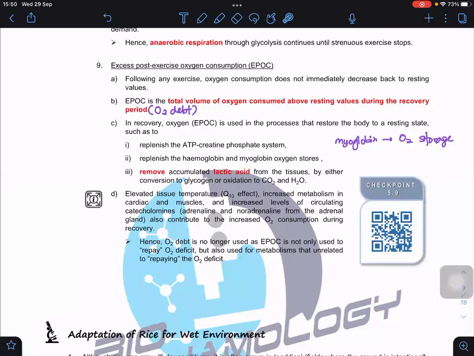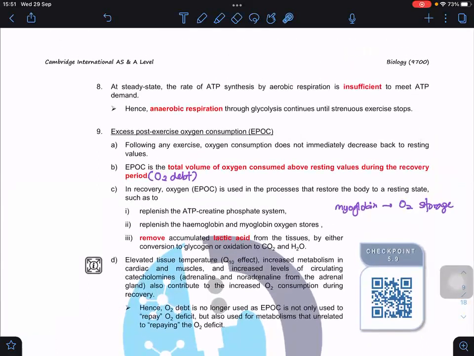But our syllabus still follows the old term. That's why I put this symbol, which means you do not need to know about this. This is extra information for you. But if you write this in the answer, you will get the marks as well, because it's a correct idea: we not only pay for oxygen debt, we also pay for other things. For example, you pay for these catecholamines, the adrenaline and noradrenaline that increase the O2 consumption during recovery, but it has nothing to do with the oxygen consumption during the O2 deficit. Okay, so with this, I am done with EPOC or oxygen debt.